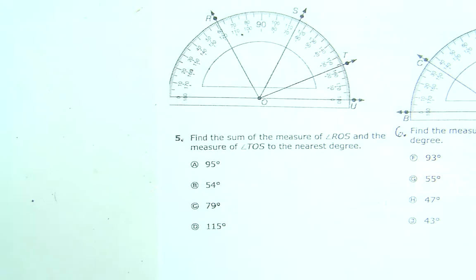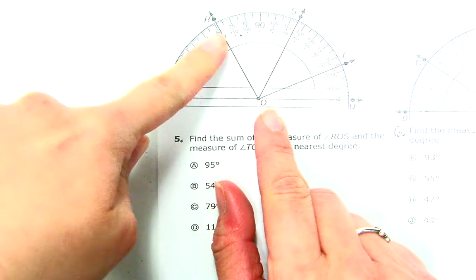All right, last homework problem for this week. We're talking about measuring angles. So we have a protractor already given. Now we have a couple different rays happening.